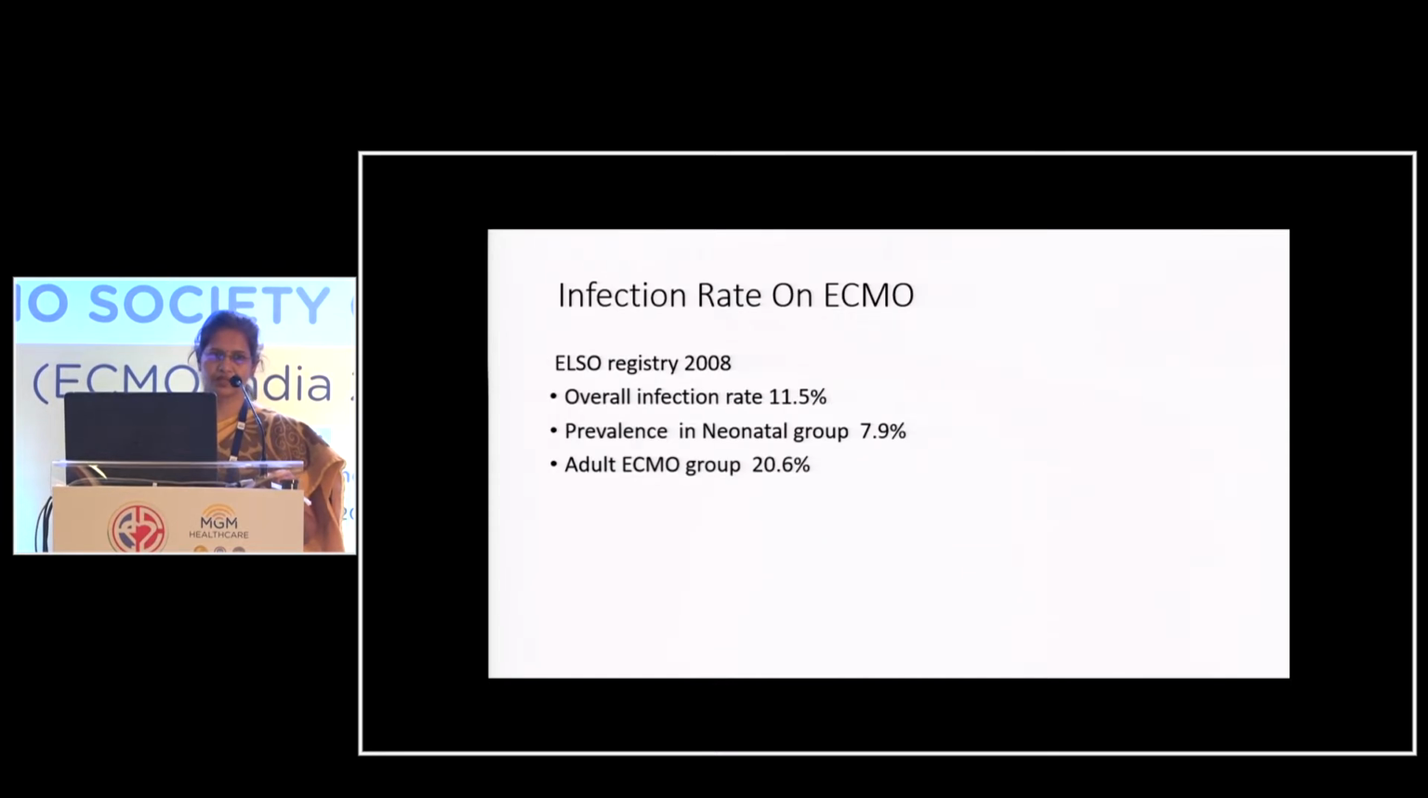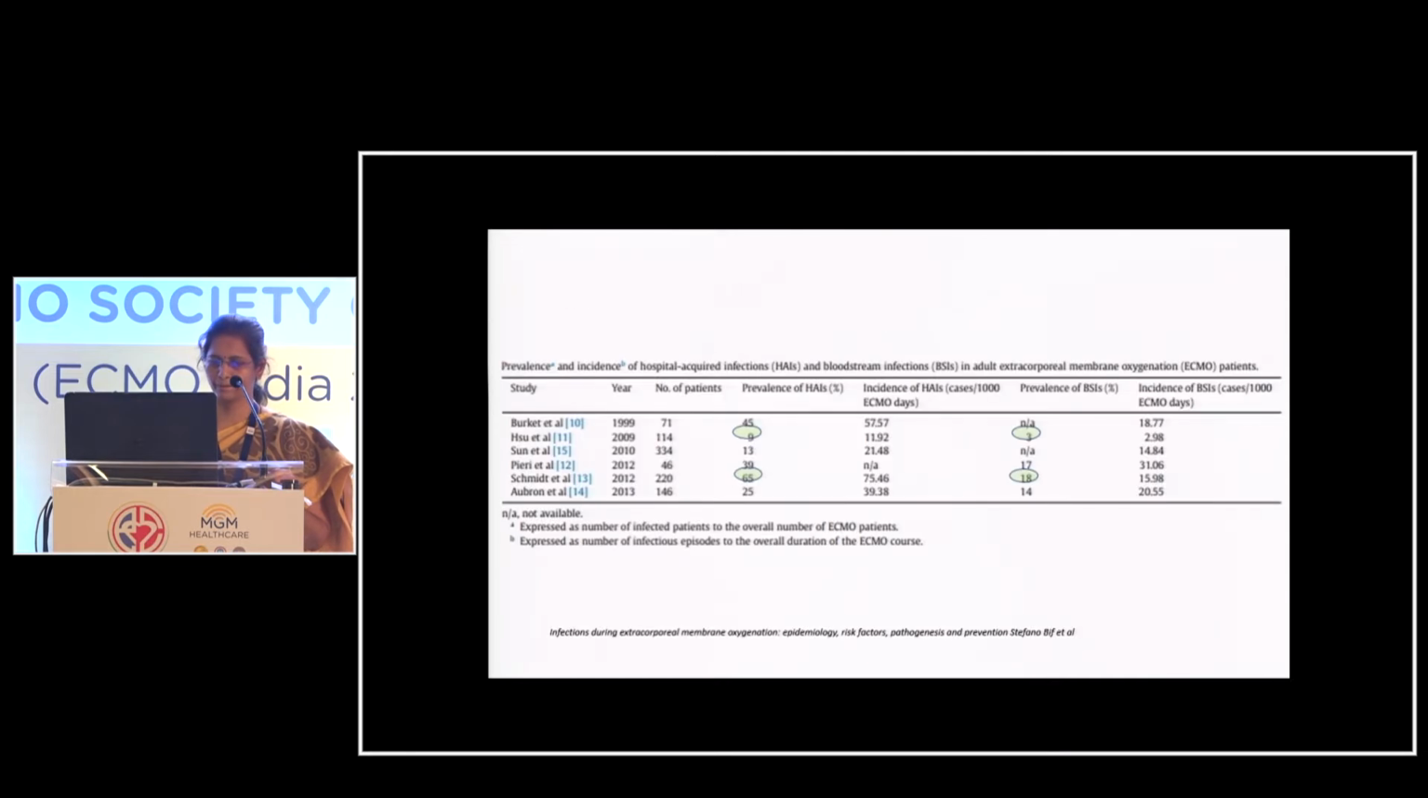What is the infection rate on ECMO? According to the Extracorporeal Life Support Organization Registry 2008, the overall infection rate is 11.5%, and the prevalence is seen more in adults when compared to the neonate. So this is from the registry of ELSO. This shows the prevalence of the most common healthcare associated infection is between 9 to 65%, and also the prevalence of bloodstream infection ranging between 3 to 18%.